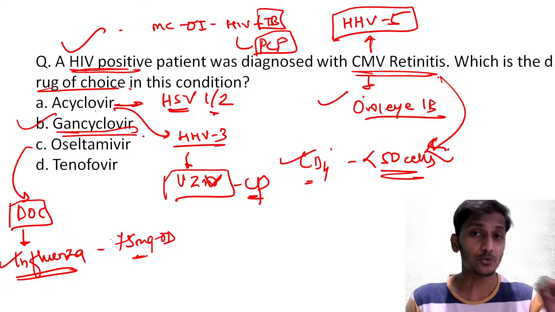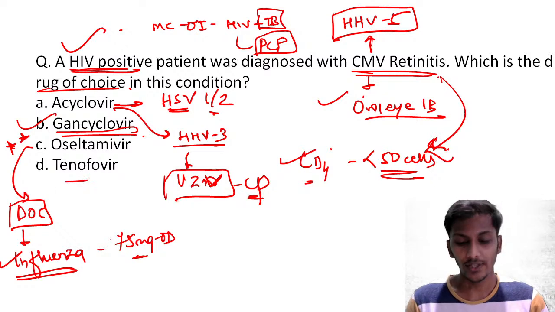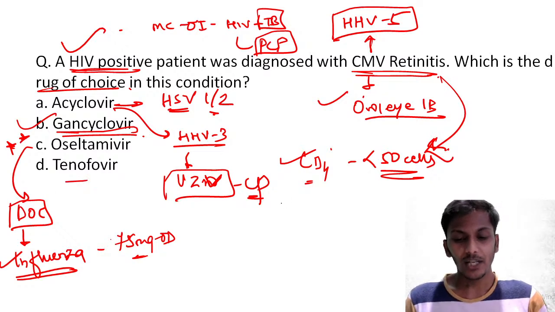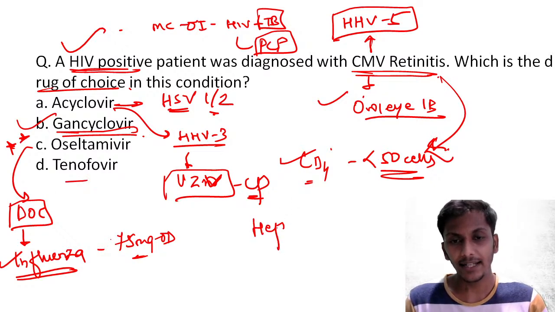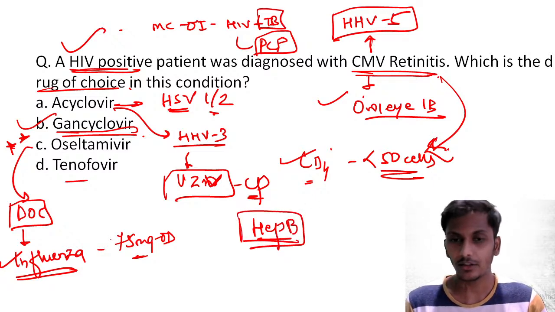Oseltamivir, this question has been asked, so please remember this. Oseltamivir question has come. Tenofovir. So just remember, tenofovir is a drug used in cases of hepatitis B. Please remember, tenofovir is an antiviral drug used in cases of hepatitis B.